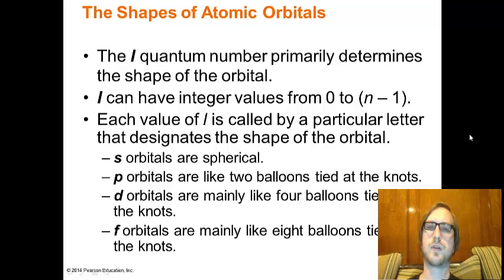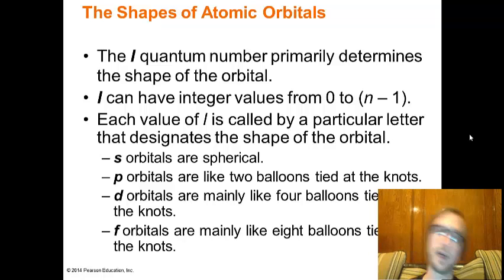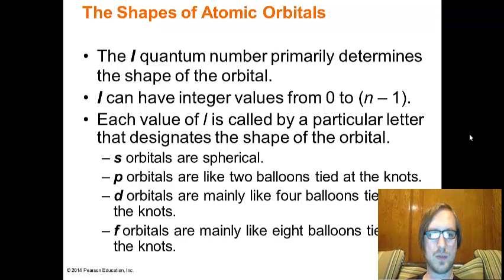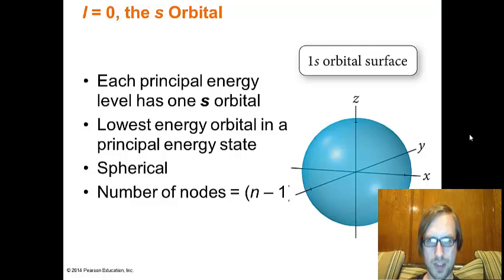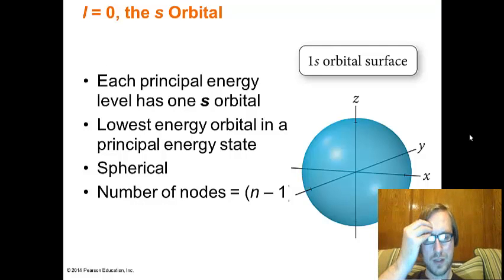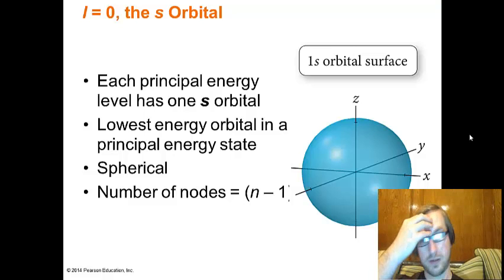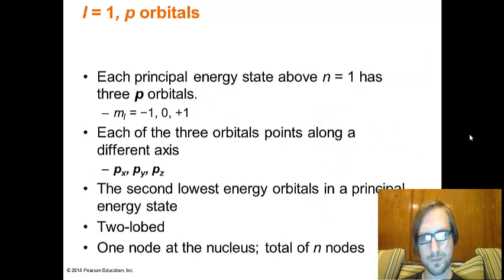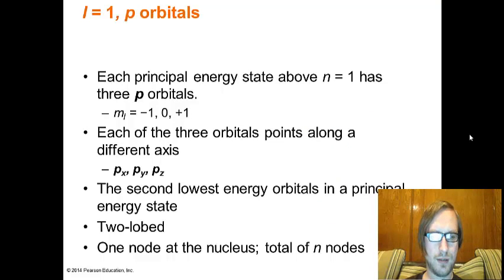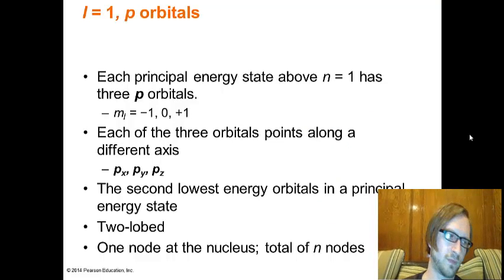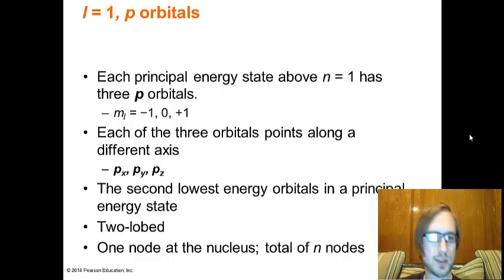Now that's all talking about the quantum number n. Let's talk about the quantum number l. l has values from 0 to n minus 1, and it determines shape. So s is spherical, the lowest energy orbital in a principal energy level. So at n equals 1, l is n minus 1, well, that's just 0. So at n equals 1, we'll have a spherical orbital.